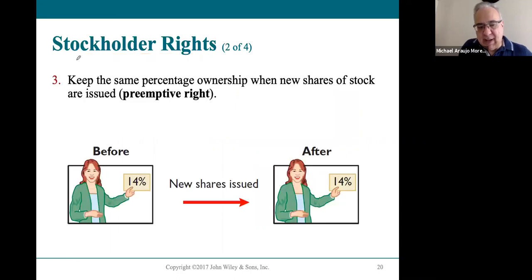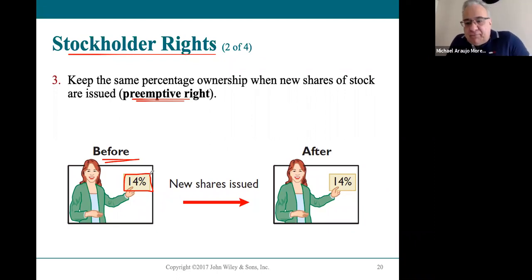Another right that stockholders have is something called a preemptive right, which means they have a right to keep their share of ownership the same. What does that mean? Let's say you are a stockholder in X corporation. You own 14% of the company. So you're a large owner in the company. 14% is a lot. The company wants to raise more money by issuing more shares of stock.